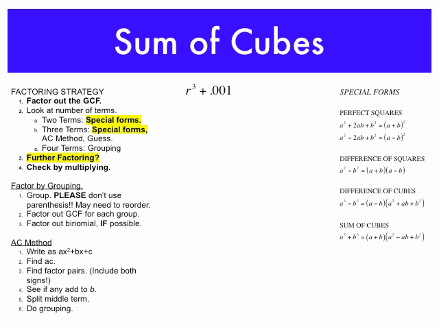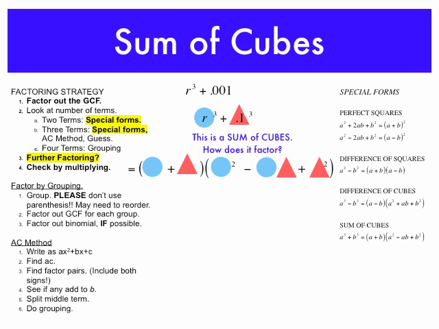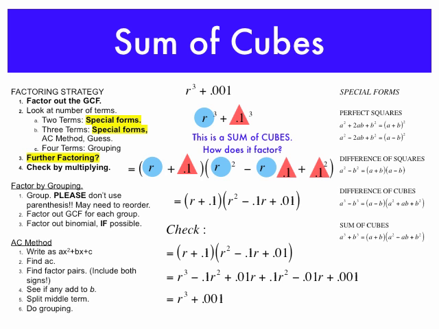Is 1,000 a cube? Yeah, it is. It's 10 cubed. So that really is R plus 0.1 cubed. Try it on your calculator: 0.1 times 0.1 times 0.1 does give you 0.001. Plug everything into the formula. The formula is always the same. R wherever there's a blue circle, 0.1 wherever there's a red triangle. Simplify, and I've got R plus 0.1 times R squared minus 0.1R plus 0.01. Check by using FOIL and it checks beautifully. So that is doing the sum and difference of cubes.